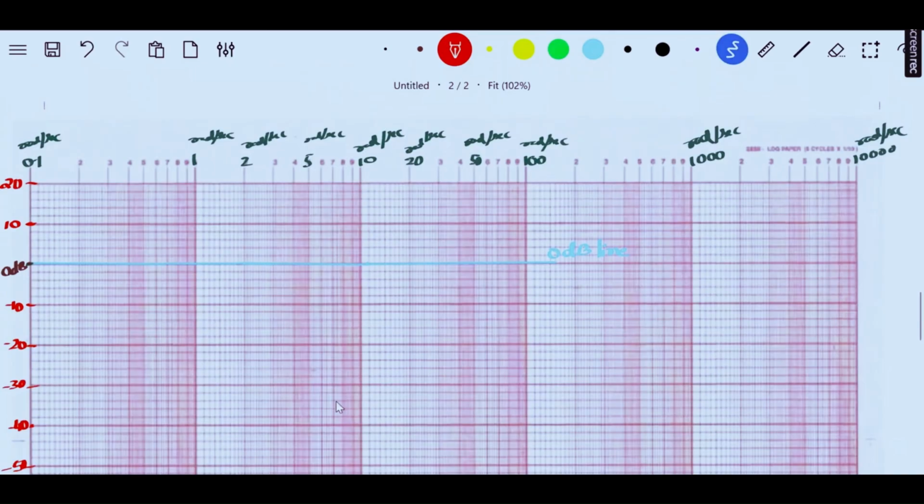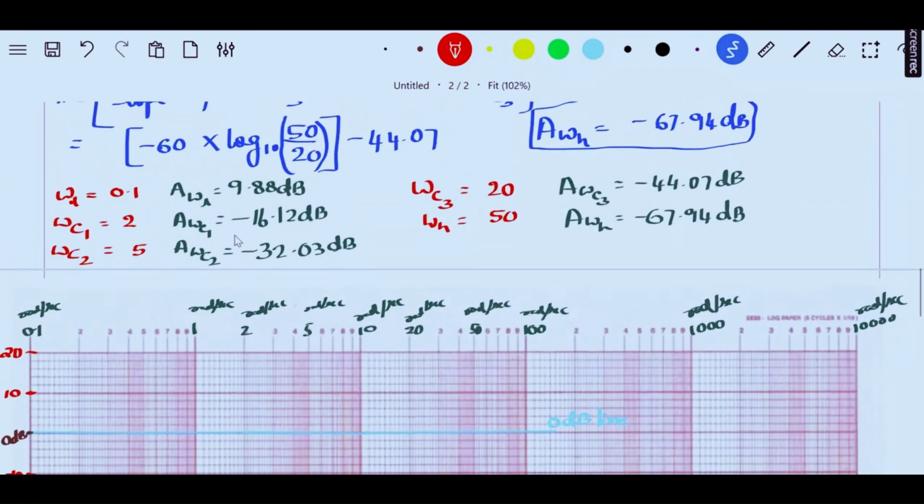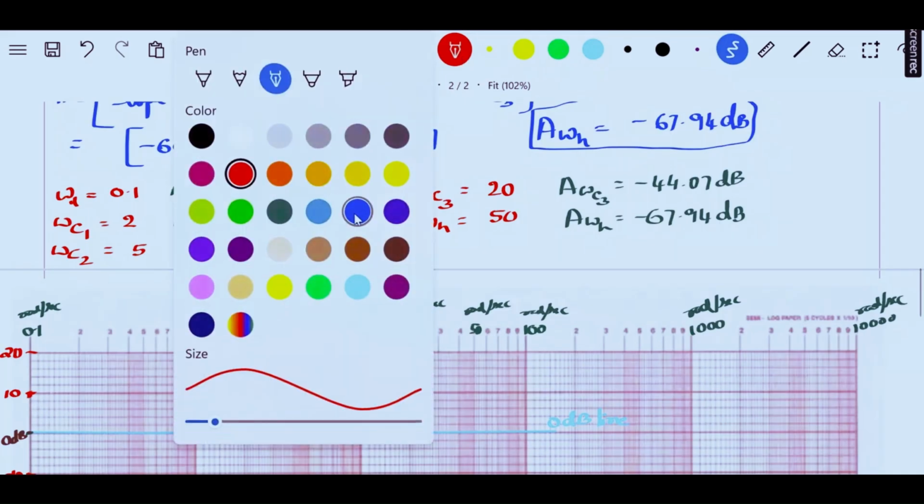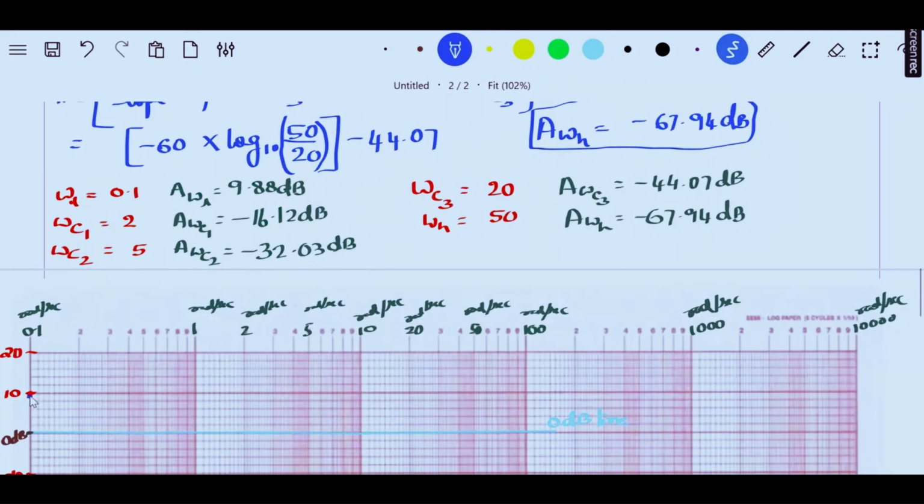Okay. Now at omega equals omega C1, omega 0.1, I have a magnitude of 9.88. So from here to here is 10. So it is 2, 4, 6 and 8. Somewhere here 9.88 is somewhere here. So let me mark that as 9.88.